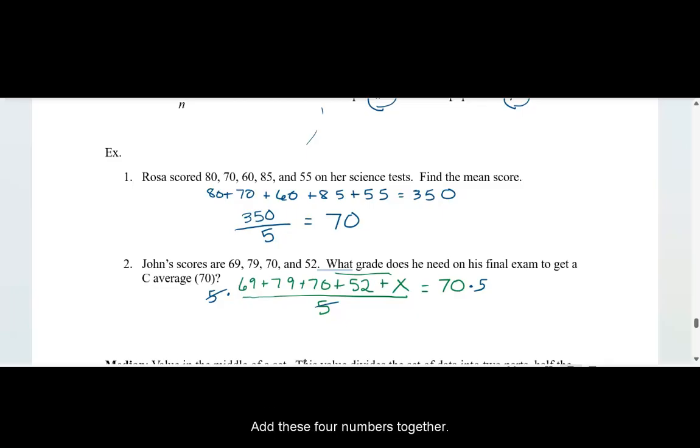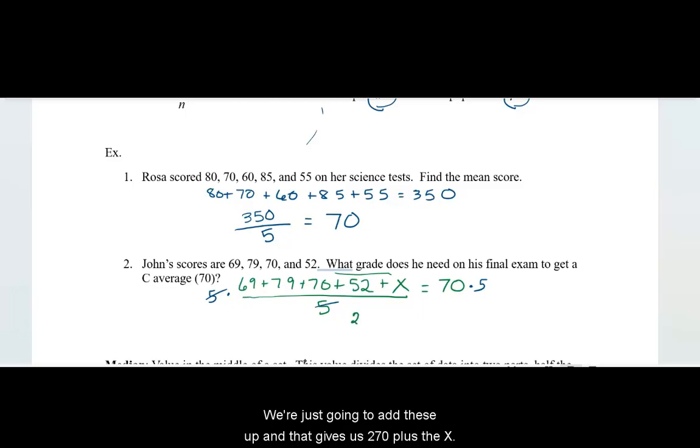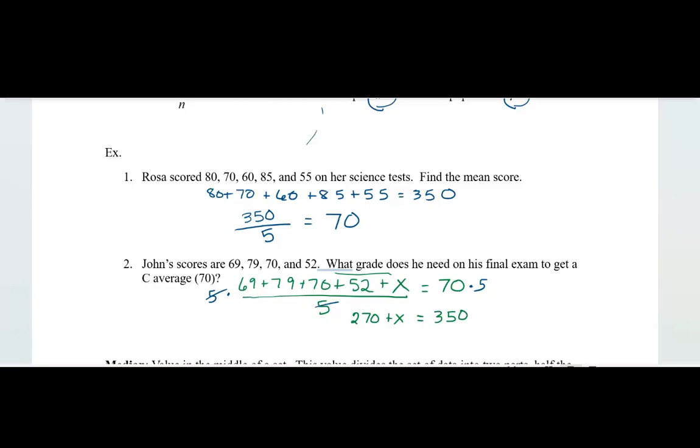Add these 4 numbers together. We're just going to add these up, and that gives us 270 plus the x. Don't forget, we can't do anything there yet. So we added these 4 numbers, which gave us 270 plus the x equals, and then the right-hand side, 70 times 5 is 350. All right, so we have that, but now we need to solve for x.